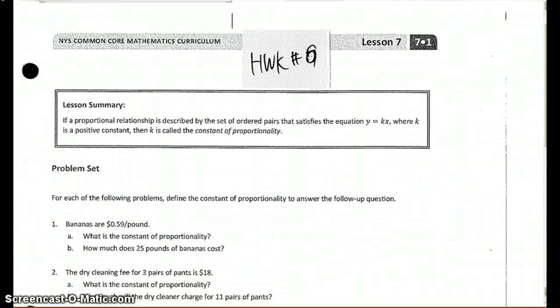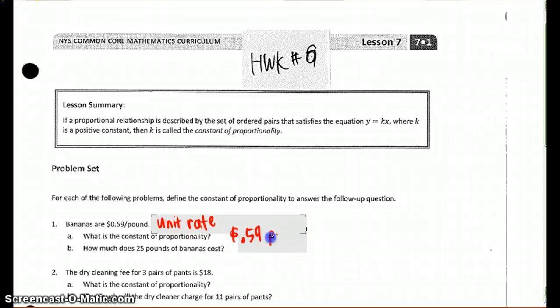Let's do problem number 1. So with that in mind, the bananas are 59 cents a pound. That is our unit rate, which is actually the constant of proportionality. So for A, our unit rate is exactly that, 59 cents per pound. It's important that you say per pound. We cannot just say 59 cents. That's not a rate, it doesn't describe a rate. You can do B by yourself.